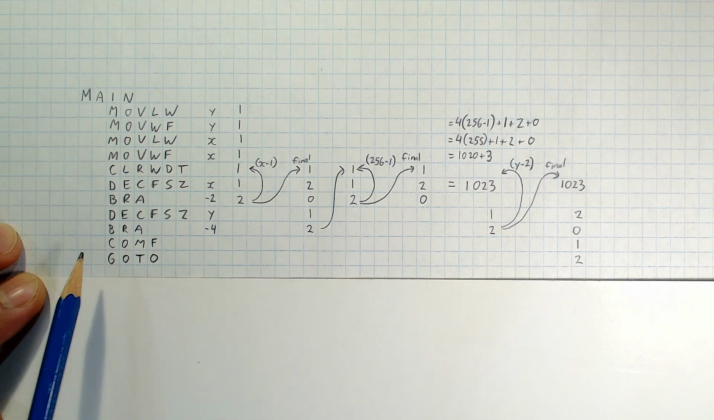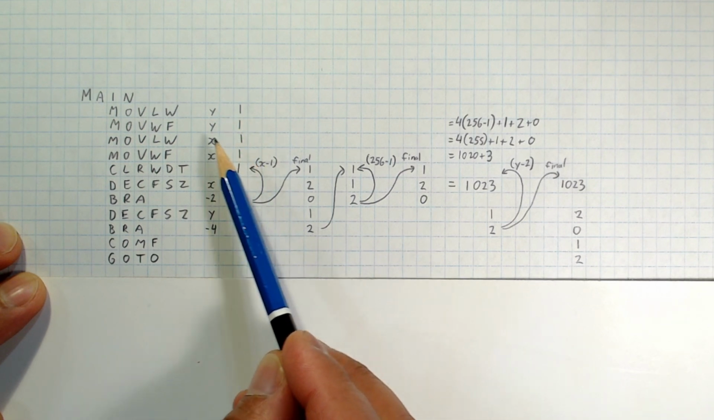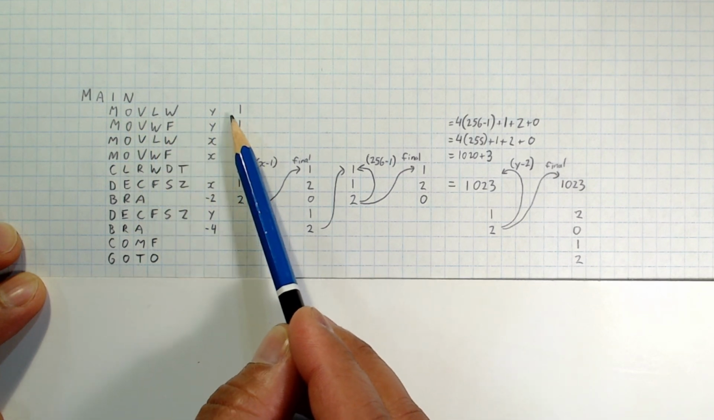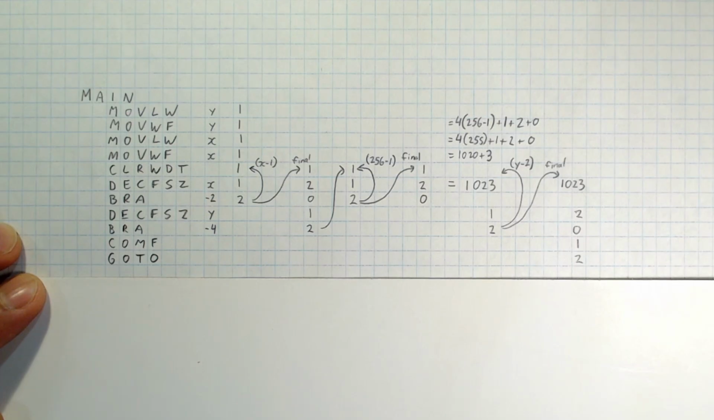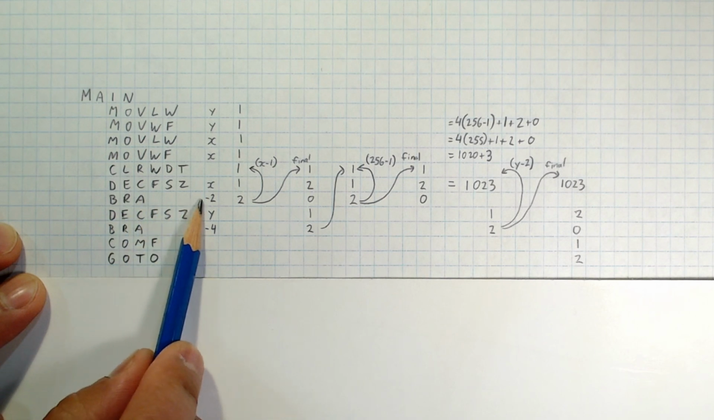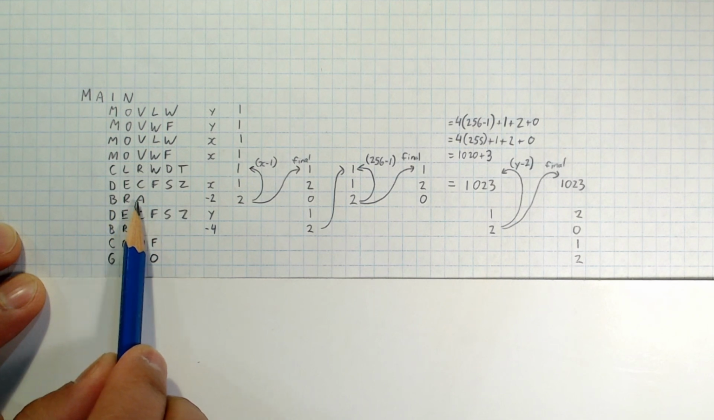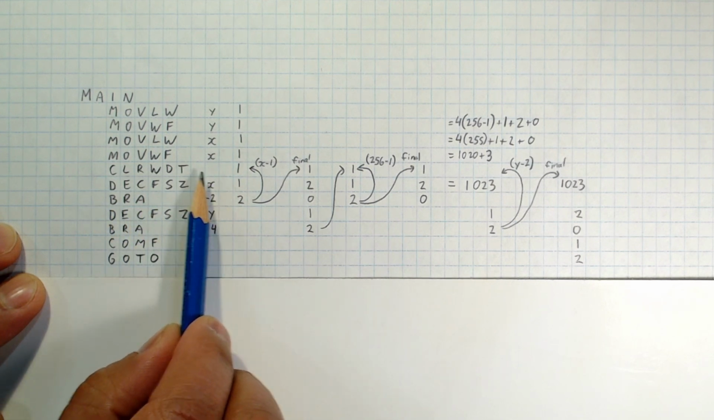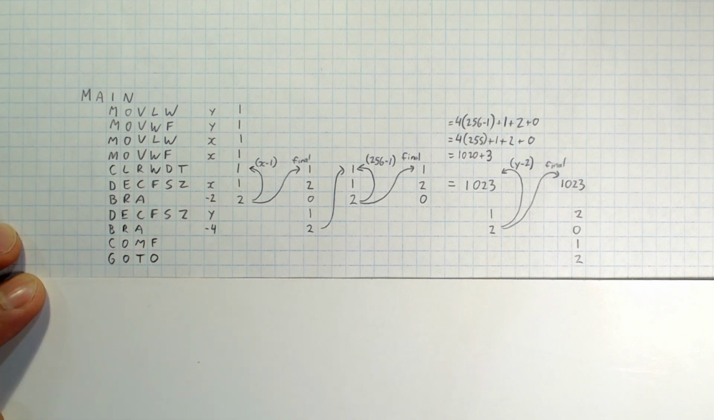Here's our revised instructions, and I've added in another column just indicating which variable they are affecting. So the first two MOVLW and WF commands are affecting the high byte, what we're calling Y. The next two MOVLW and WF commands affect the X variable. In our case, that's the low byte. We then have our clear watchdog timer and the decrement and branch for the X variable. Then we have a decrement and branch for the Y variable. And we can see here this branch goes back -2, which will take us back to the clear watchdog timer. And this branch takes us back -4, which also takes us back to the clear watchdog timer. And of course, we have our regular COMF and GoTo.